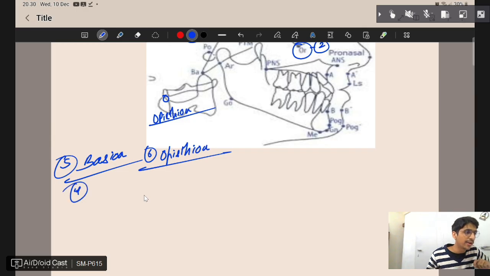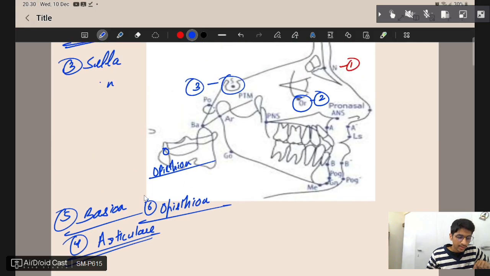Now the seventh point is the articulare. Articulare is basically the intersection of the posterior border of the ramus condyle with the base of the cranium. So if we take this as the base of the cranium, this point will be going like this.